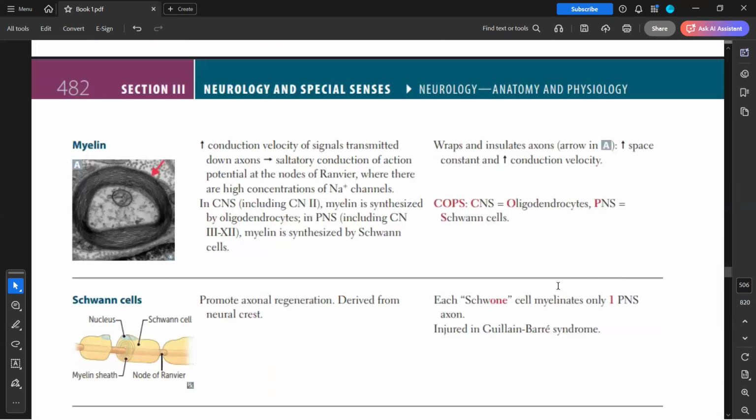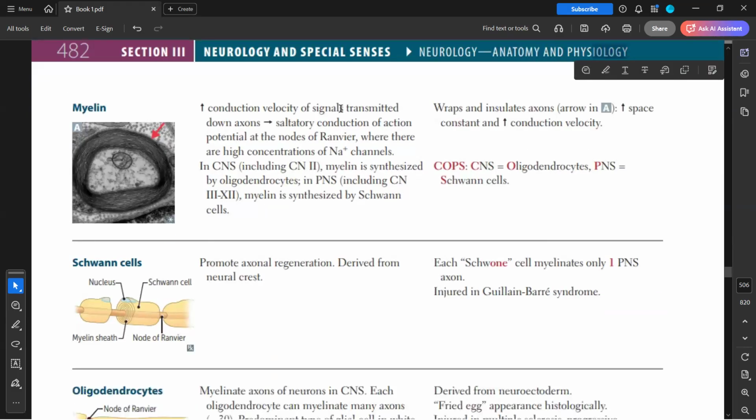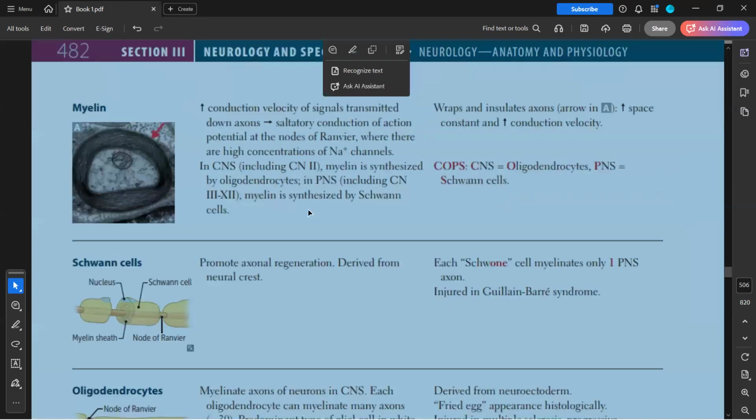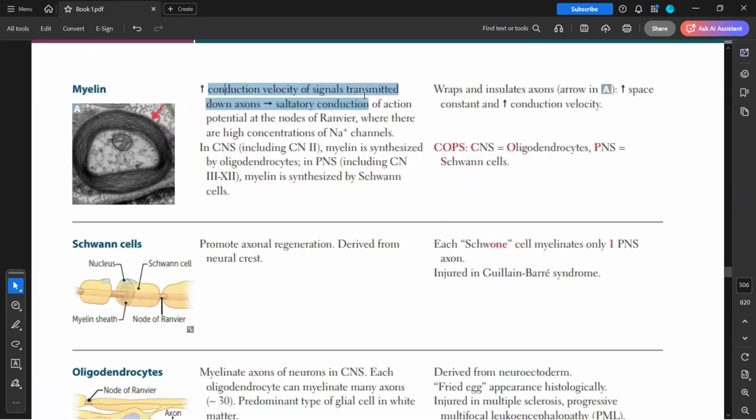So this is not just the anatomy, but we are also mentioning the physiology here. Now move on to myelin. They increase the conduction velocity of signals transmitted down axons. Now what are axons? Remember, they send out the message.